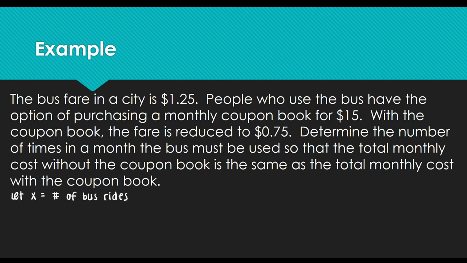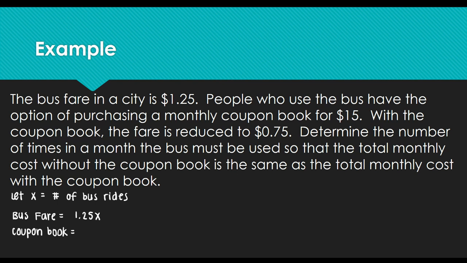Okay, so we're trying to figure out how many times you have to ride the bus to make the one equal the other. So we're talking about if I was just to use the bus fare versus if I was to use this coupon book. So we need to know what each of those represents. If I'm talking the bus fare, then like it says, it's $1.25 per ride. So that's why that needs to be multiplied by X.